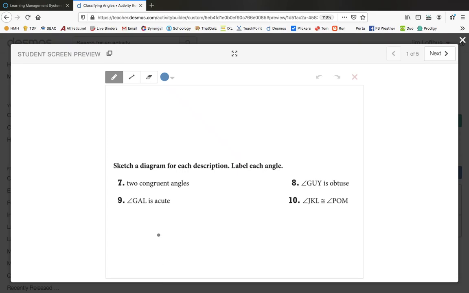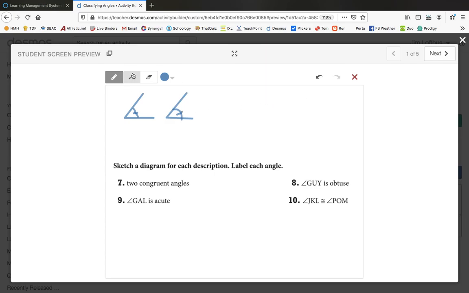Number seven says to draw two congruent angles, so do that right here. I'll try to make them equal, but to indicate that, I'm going to make this mark right here, a little line, and that indicates that those are congruent to each other.